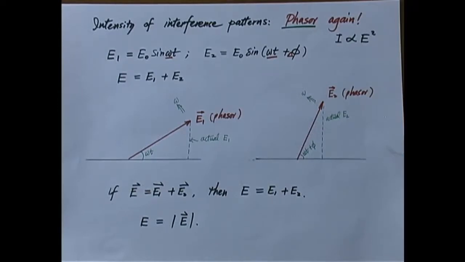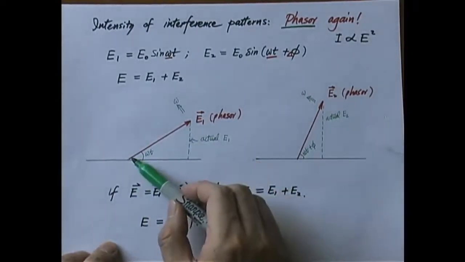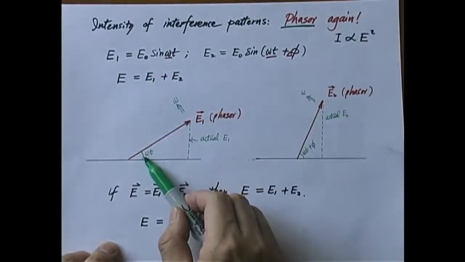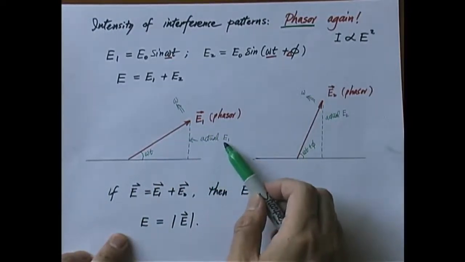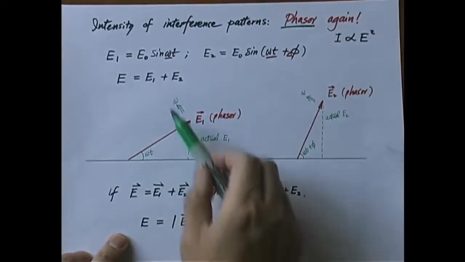If you square that, you will get the intensity. Let's see how this can be done. Okay, the first phasor has an amplitude of E0 right here and makes an angle omega t with a reference line. Therefore, the y component is the actual E1, which is E0, the amplitude, times what? Sine omega t, right? Sine omega t right here.